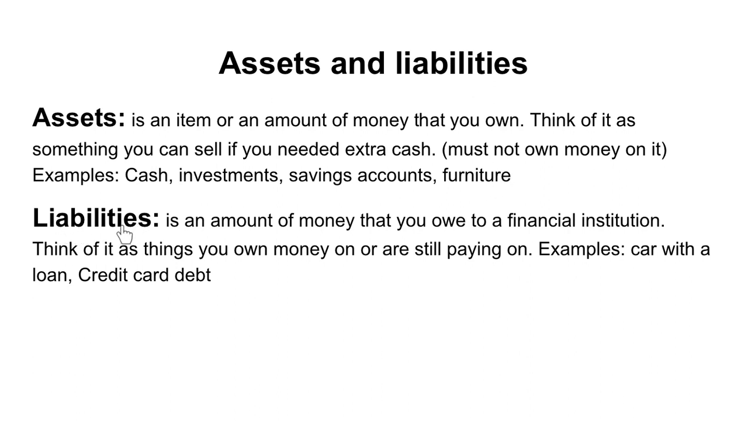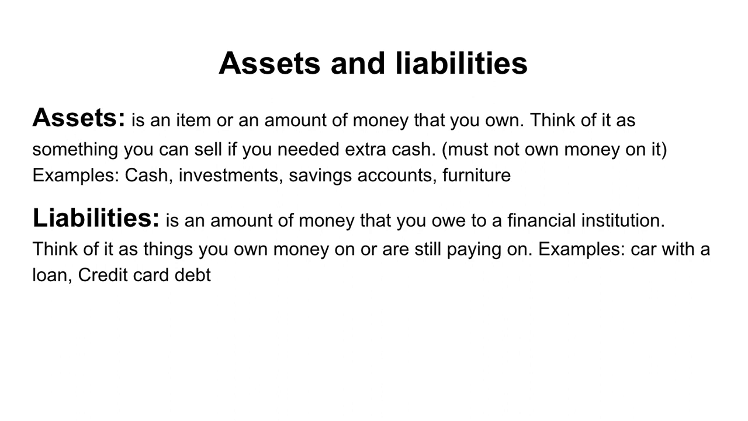Now, liabilities are the opposites of assets. A liability is an amount of money that you owe to a financial institution. Think of it as things that you owe money on or are still paying on. Examples would be a car with a loan, or credit card debt, or if you buy a brand new house and didn't pay cash for it, you probably have a mortgage on it. You're going to have to make a payment on that in order to still have that item. That would be a liability.